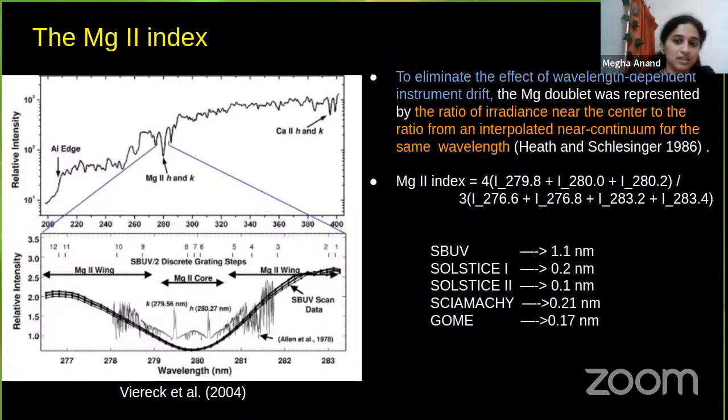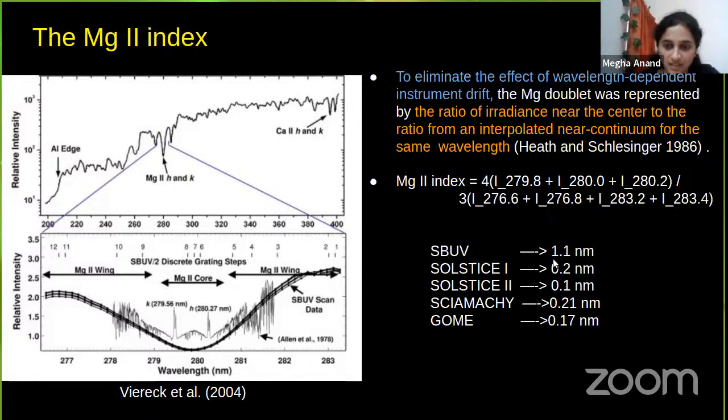For this reason, Heath, for the first time in 1986, proposed that there should be something called the magnesium II index. This is the ratio of line intensity to the continuum intensity. Basically, this concept was introduced in order to eliminate the effect of wavelength-dependent instrumental drift. So far, the magnesium index has been observed by the following experiments, in which the spectral resolution is quoted here, and which all have comparatively poor spectral resolution.